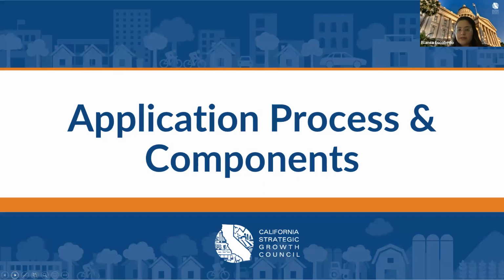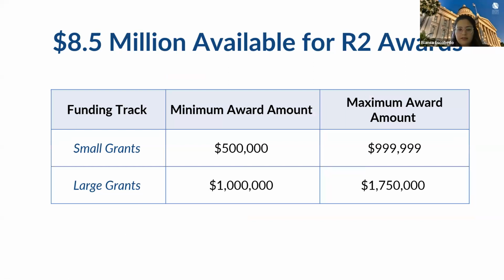So now we're going to dive in a little bit more on the application process and its components. So we can go to the next slide. Thank you. For round 2, we now have 2 different funding tracks for small and large grants. The small grant has a minimum award amount of $500,000 up to $999,999. And then the large funding track goes from $1 million up to $1.75 million. The purpose for these tracks is so that applicants with similar award amounts can compete within the same pool of funding and ensure that we have more diverse collaboratives in terms of scale and scope.